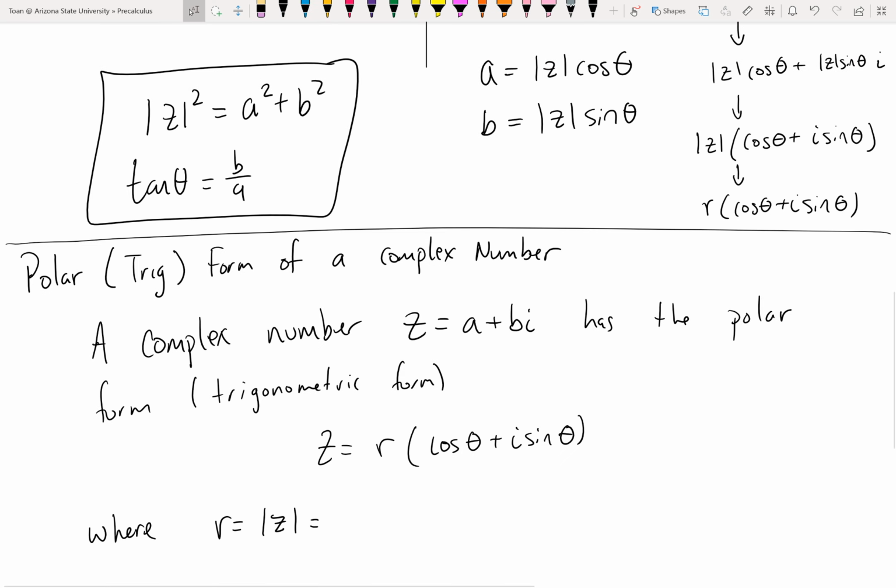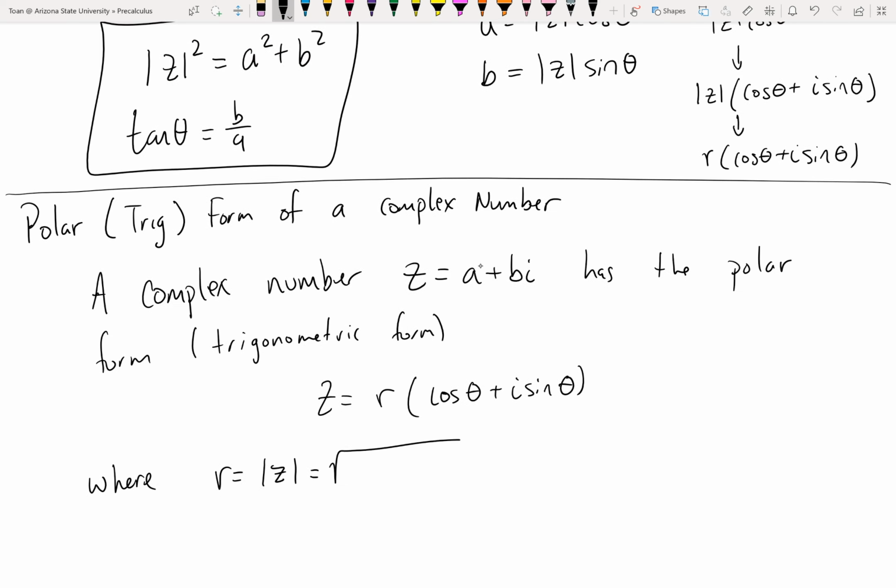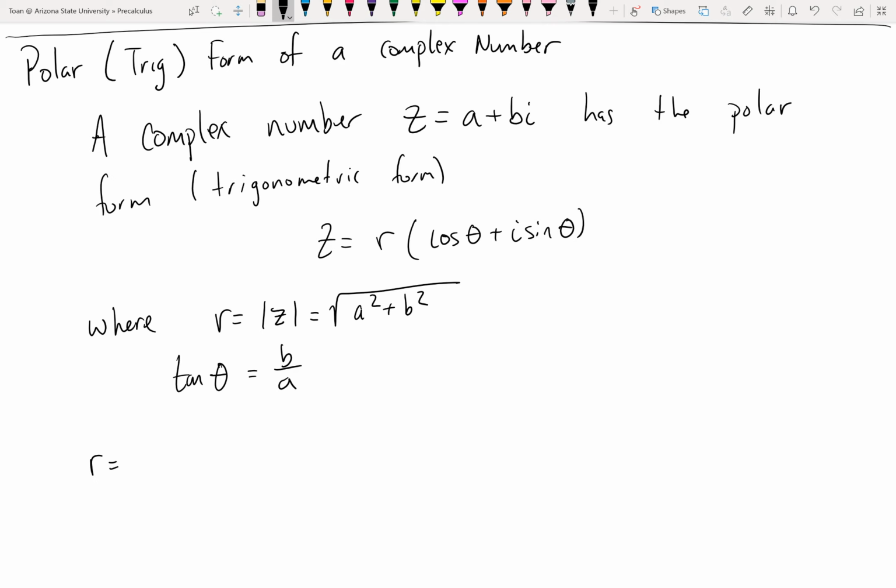Now, let's go back to the bridges here. If the modulus squared is a squared plus b squared, then a single modulus must be the square root. And tangent of theta is going to be b over a. So if I want to figure out what theta was, I would just have to take the inverse tangent. Again, some vocabulary. r is called the modulus of the complex number, and theta is called the argument.